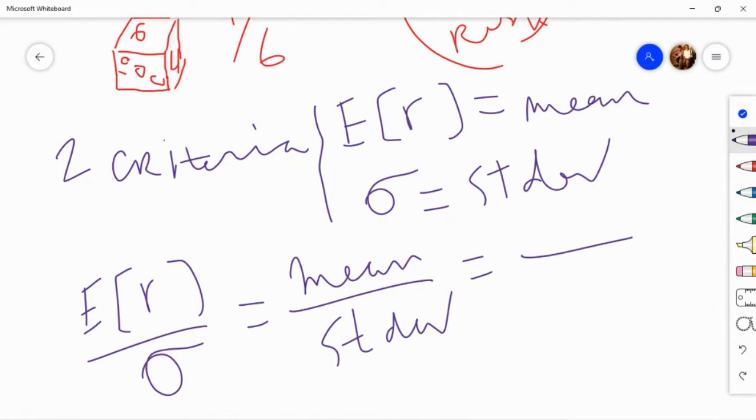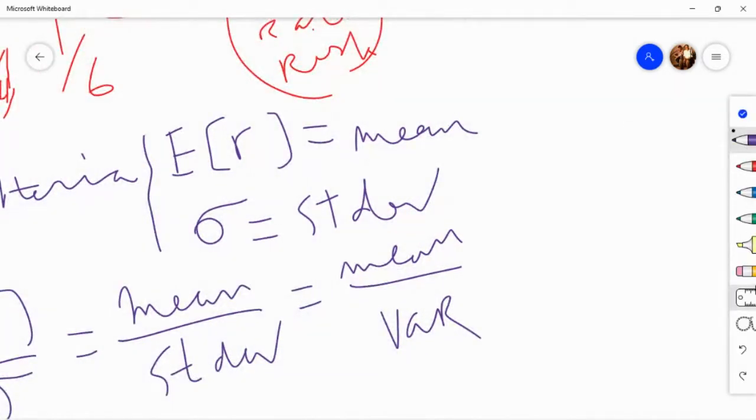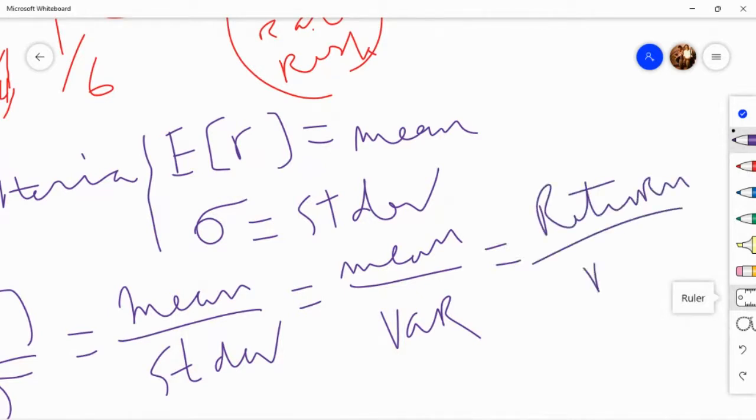Mean standard deviation ratio or mean variance ratio. You might wonder, it's not variance, it's standard deviation. Why mean? Well, they are cousins. If you square, the ratio will still be the same. I mean, not exactly the same number, but it will have the same pattern. Another way is called return risk ratio. Okay. Now, why this ratio?